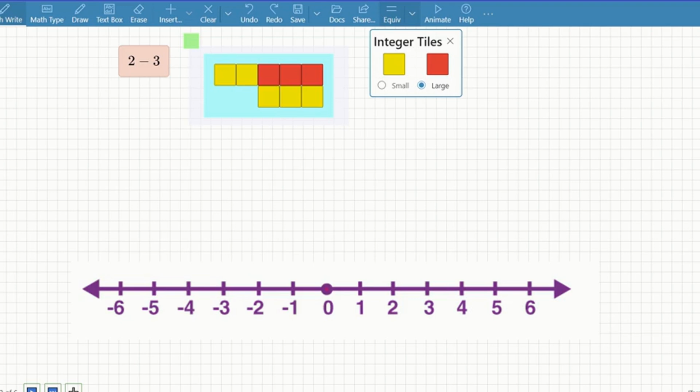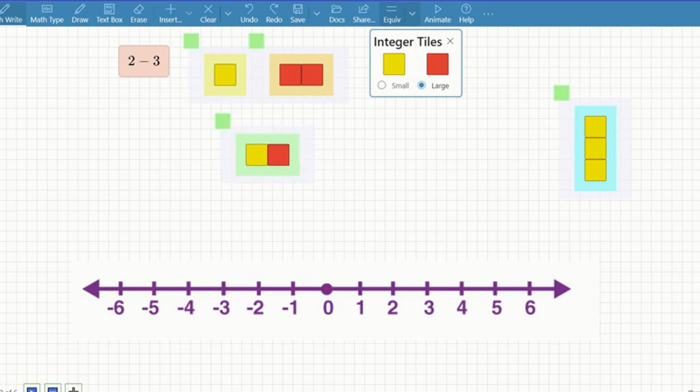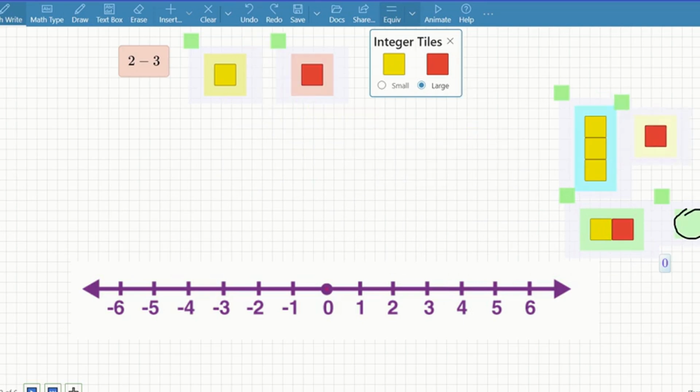So I start with 2, so now I can take away my positive 3, and my next step is to cancel out any 0 pairs that I can pull out. So these 2 can be a 0 pair, and again, if I write 0 over here, you can see that that is valued at 0. I can make 1 more 0 pair, and what I'm left with, again, is negative 1. All 3 of my expressions are now equivalent on the page.